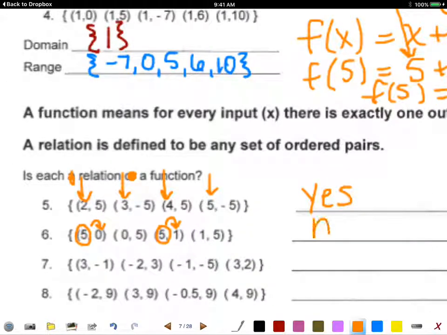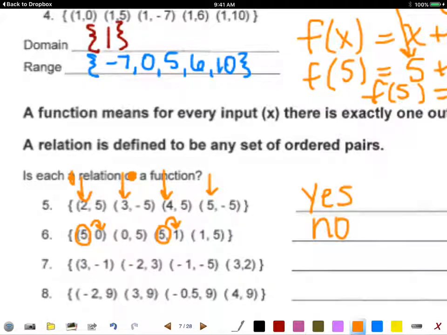So we're going to write no. Wait, so we're writing no, or are we writing relation and function? That's why I changed the directions. All of these are relations. So the directions say, is each relation a function? Basically, are these functions or are they not functions? Sorry about the clarity there.